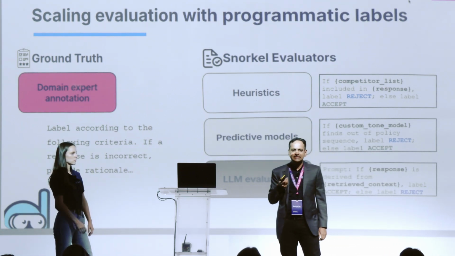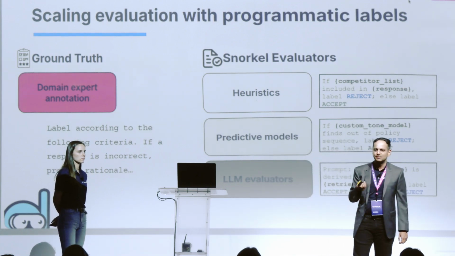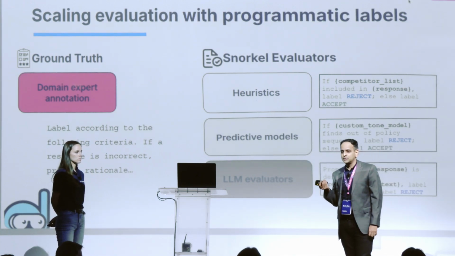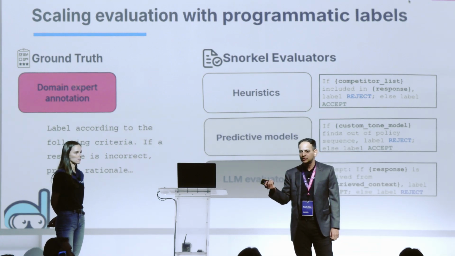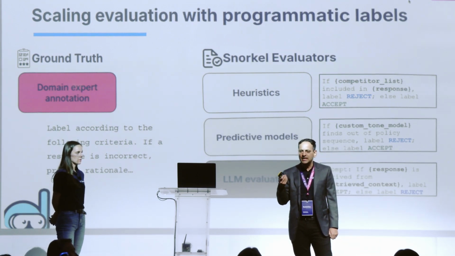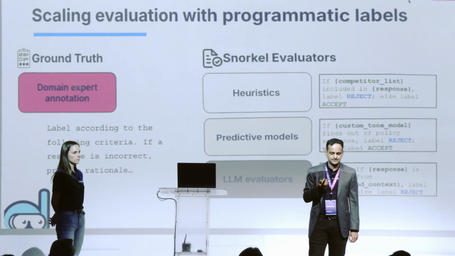The first is a simple heuristics-based evaluator. You can think of this as simple Python functions. As an example, your responses should not include names of competing products, your competitors' products. That's a pretty easy thing to check with a simple function. So that's an example of a heuristic.